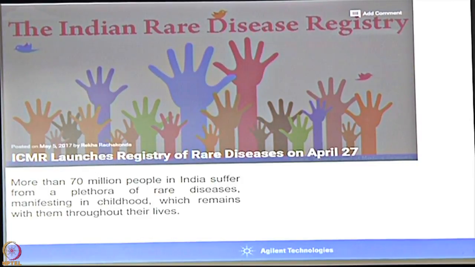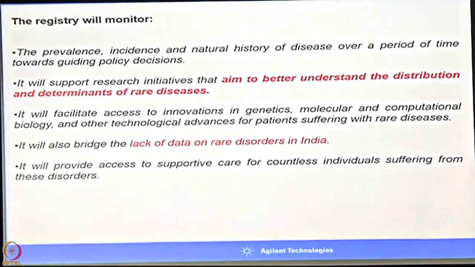So in April 2017, they launched this project, and these are the key objectives of this ICMR registry. Its main objective is to understand what the problem of rare disease is, what the causation is, and how this data can be utilized for the treatment of the rare disease. These are the two main objectives of the ICMR, and I think it's available for grant applications also.